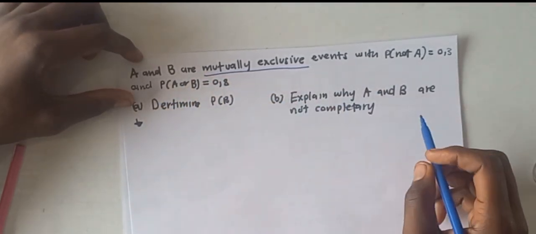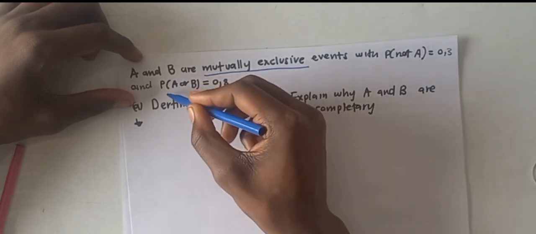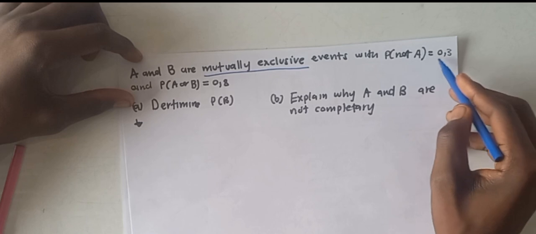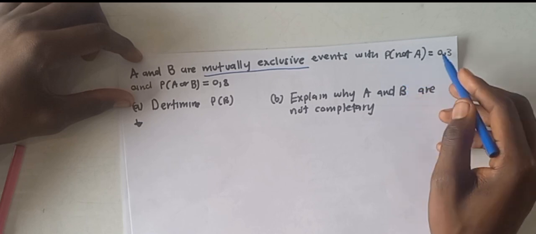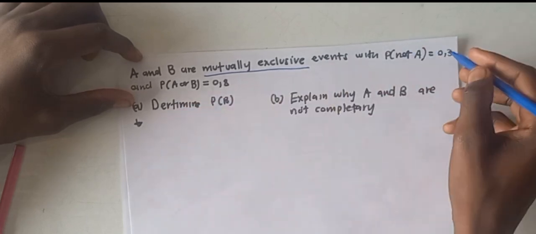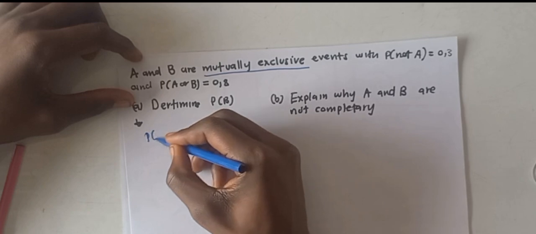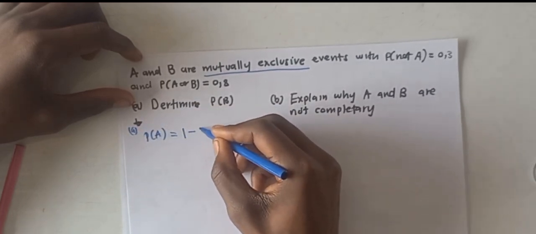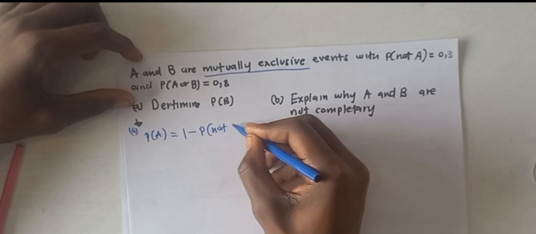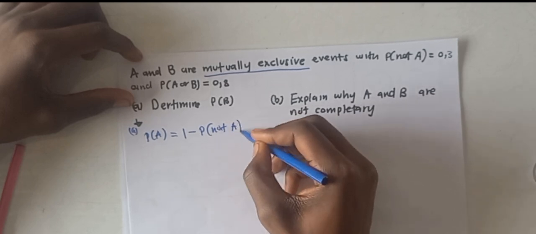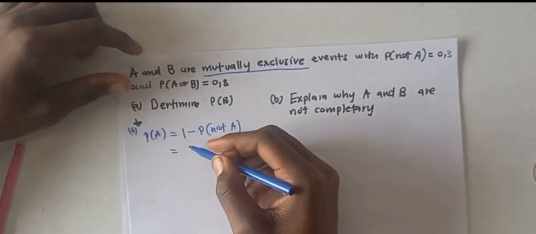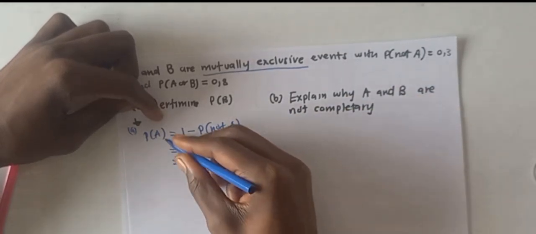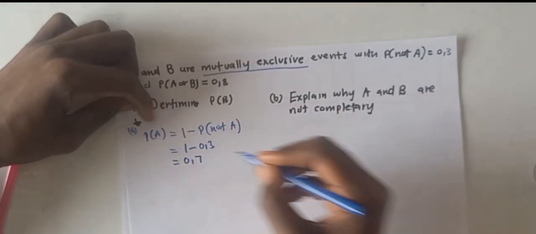To find the probability of B, we're given the probability of A or B, which is 0.8, and the probability of not A, from which we can find the probability of A. So first, let's find the probability of A. The probability of A is equal to 1 minus the probability of not A. By now, I hope you understand this. I've made a video about it. 1 minus 0.3 means the probability of A is going to be equal to 0.7.